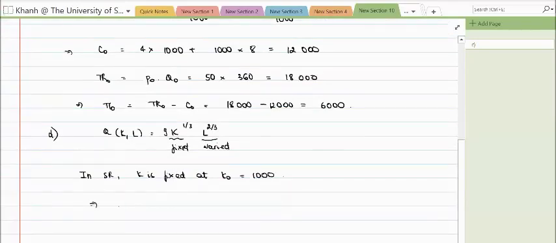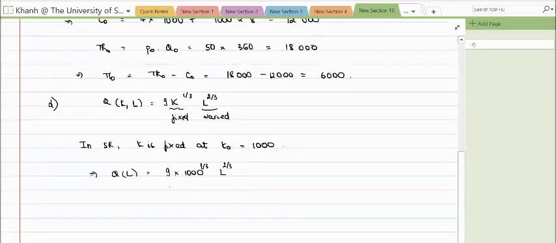So therefore, our production function Q is just going to be a function of L, and it's 9 times 1,000 to the power 1 on 3, L to the power 2 on 3. Okay, so this is the production function for the firm in the short run. Therefore, we can now find the short-run total cost function for the firm.